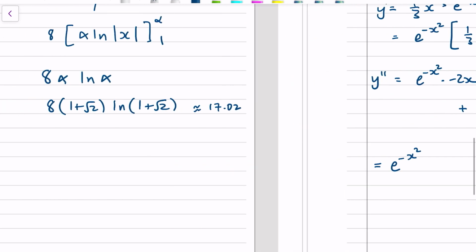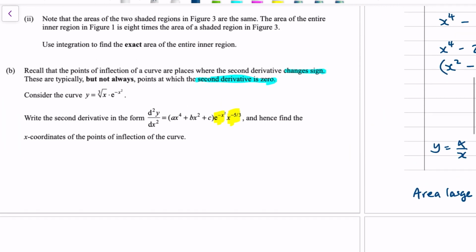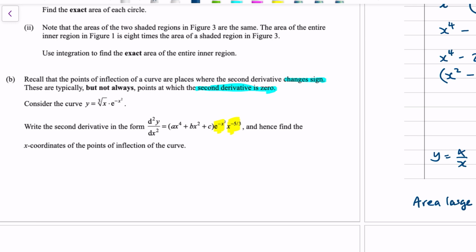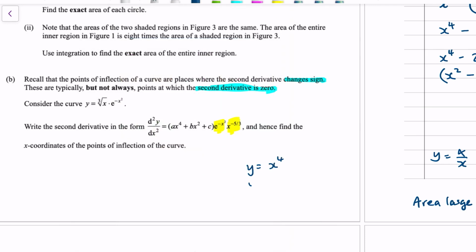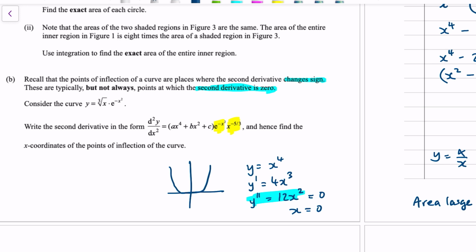The question said that the points of inflection aren't necessarily where the second derivative equals 0, so where it changes sign. And if you think about the graph y equals x to the 4, when we diff that, 4x cubed, and diff again, 12x squared, that equals 0 at x equals 0, but x equals 0 is actually a minimum because the second derivative there is always positive except for 0, so it never changes sign, and therefore it's not a point of inflection. It's in this case a minimum. If you graph y equals x to the 4, it looks like a really flat parabola.